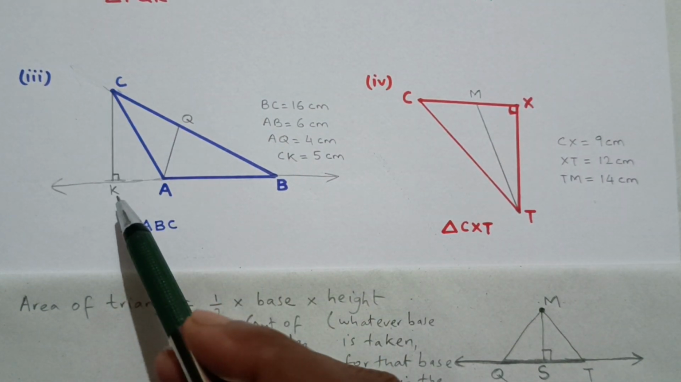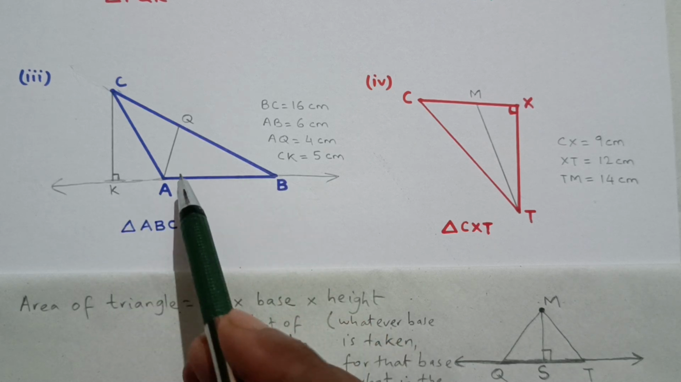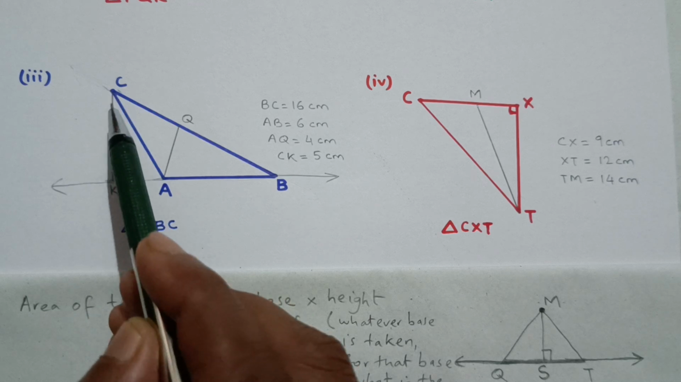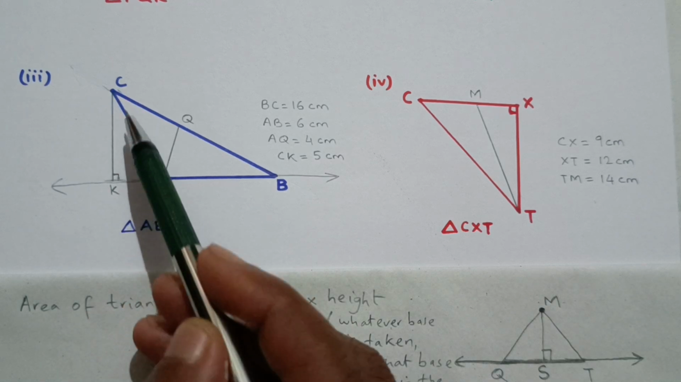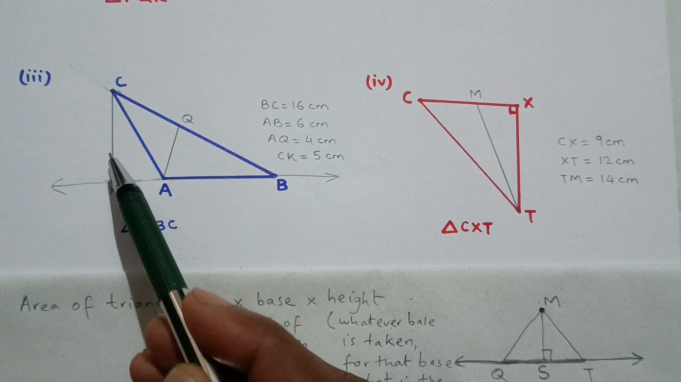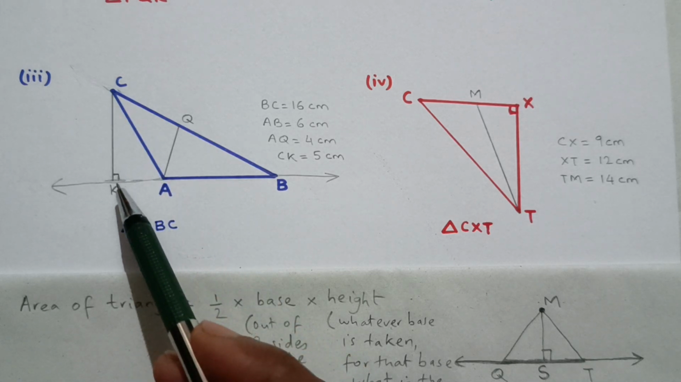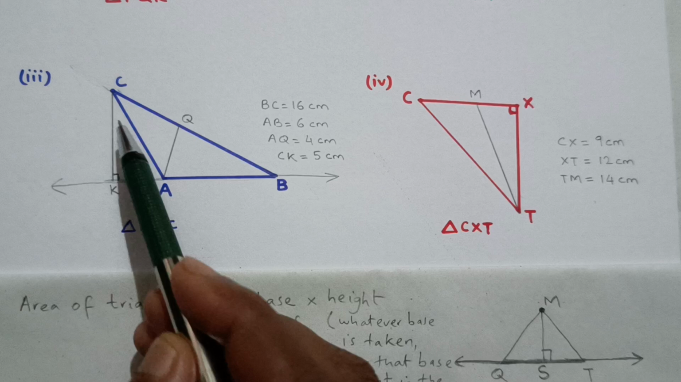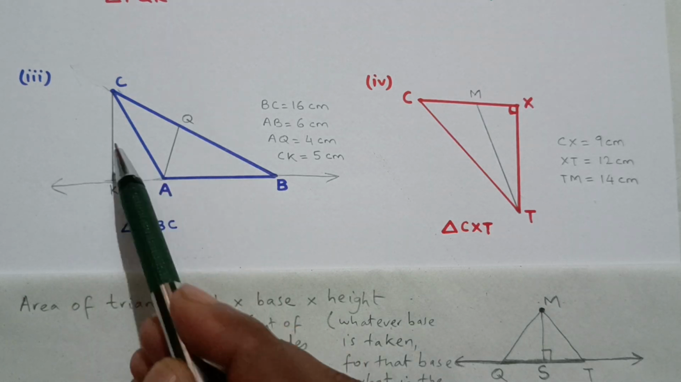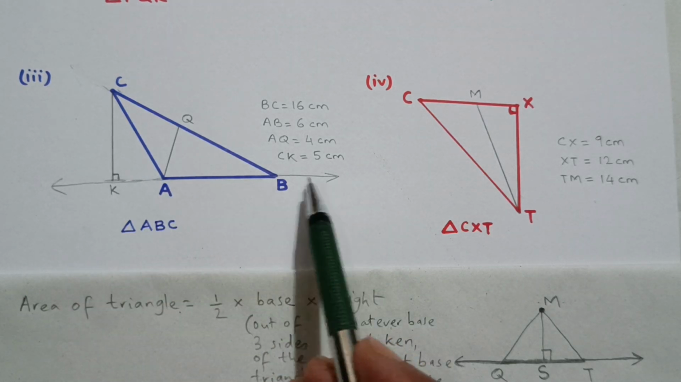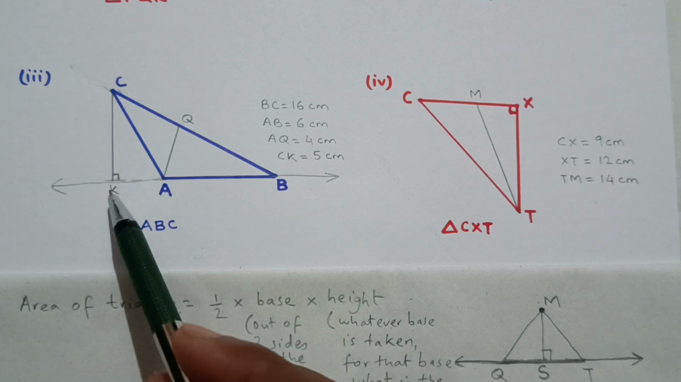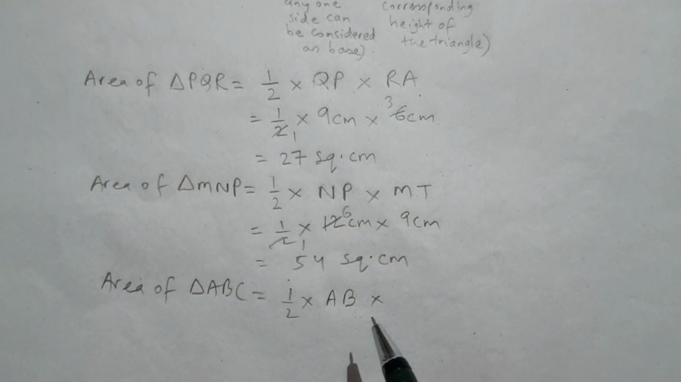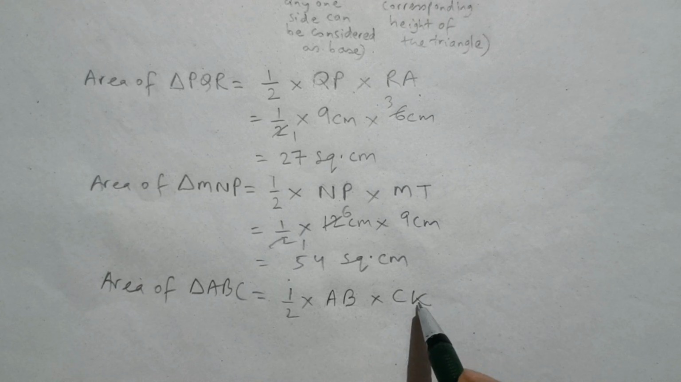Why is CK the corresponding height for base AB? Because for base AB, the opposite vertex is C. So this line segment starts from the opposite vertex C such that it is perpendicular to the base. CK meets the base at 90 degrees. So therefore CK is the corresponding height.